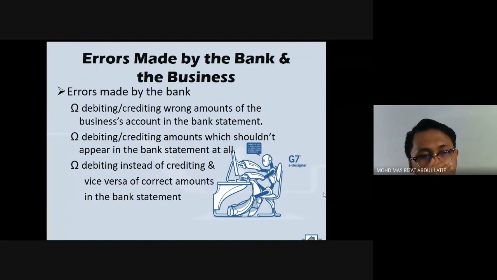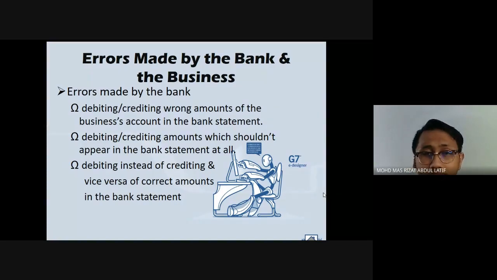Okay, right. And then yang ketiga adalah debiting instead of crediting and vice versa of correct amount in the bank statement. Maksudnya apa? Amount dia betul tapi kolomnya salah. For example, let's say sepatutnya you ada electronic fund transfer RM1,500 in the bank statement under credit column. But unfortunately yang RM1,500 tu tak appear dalam credit tapi appear sebelah debit.